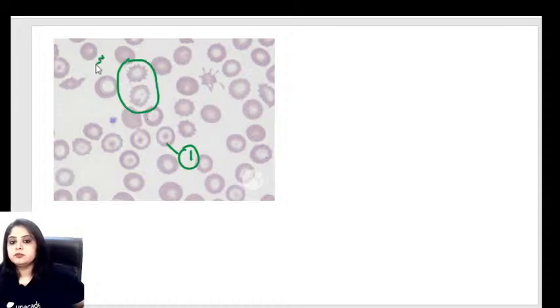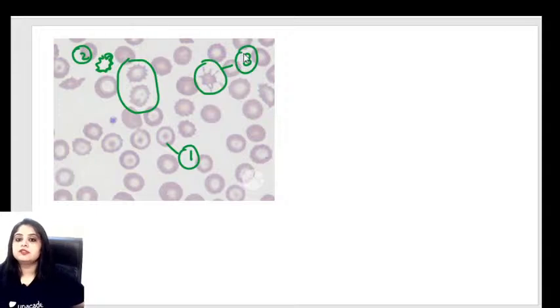So if I again show you the diagram, now all of you can identify the cells. The first cell that I showed you over here was a target cell. The second cell, which was blurry all around, was the Burr cell, and the third cell that I showed you over here was the spiky one, that was the spur cell. So I hope all three are okay with everyone. Now let's move on to the last two or three that we have.